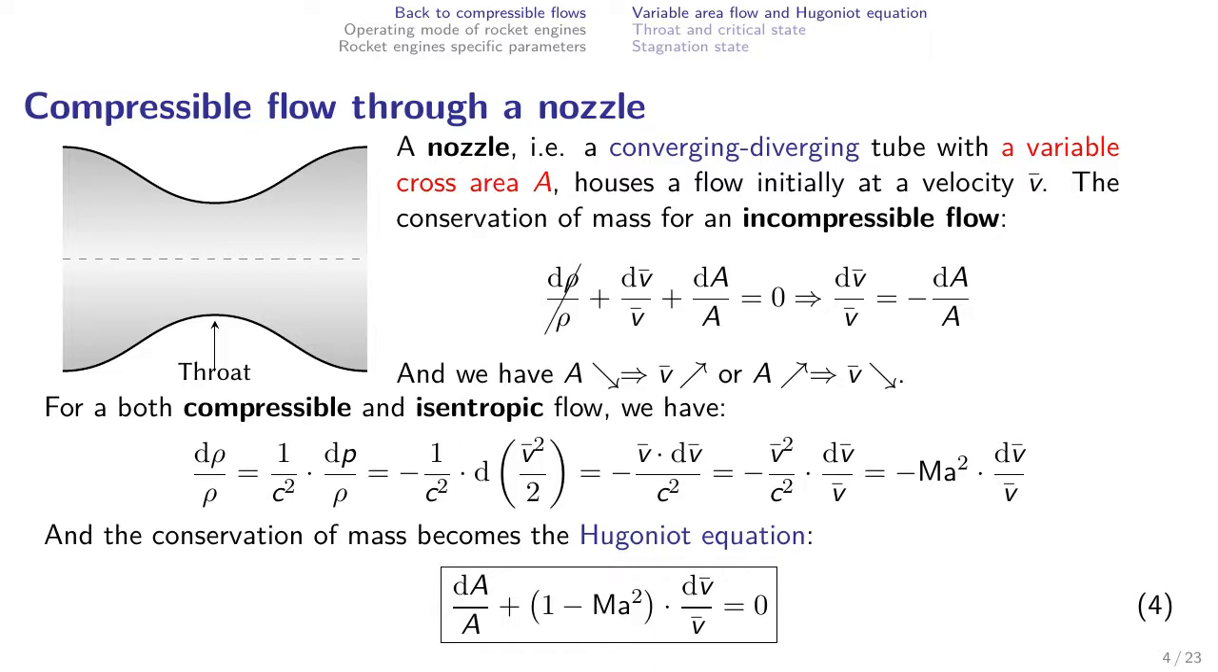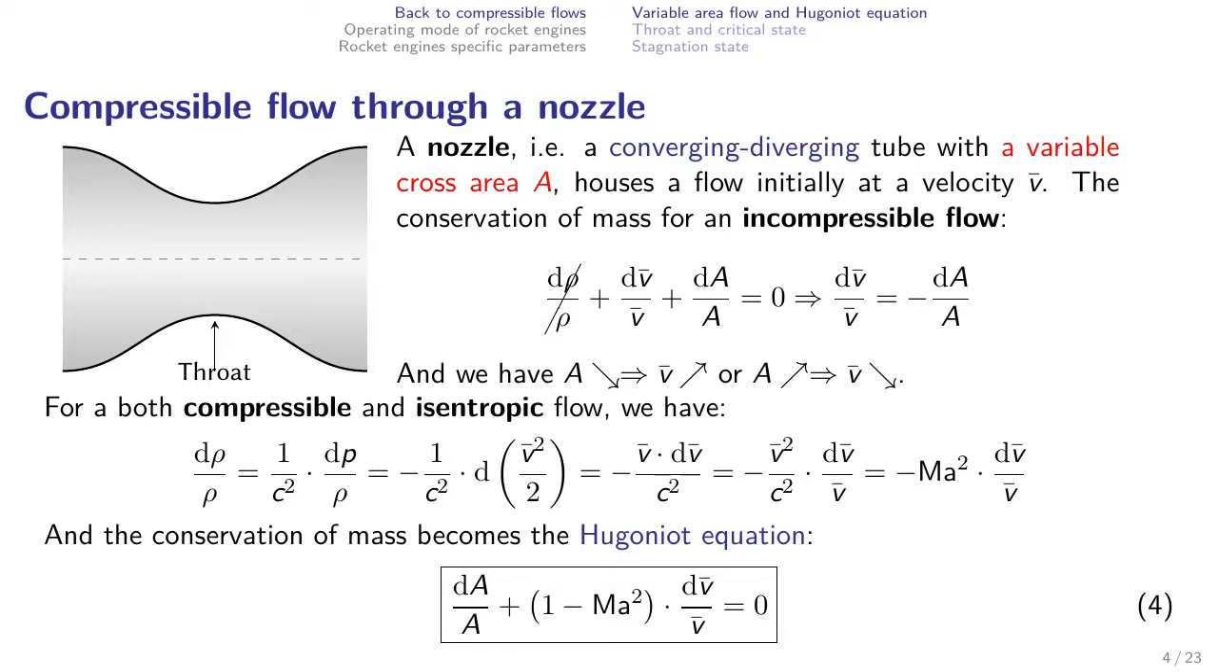In combining all of this, it's possible to express this variation of density as a function of only the variation of the relative velocity, of the Mach number. If I use this and replace it in the expression of the conservation of mass, I obtain the first fundamental equation which explains how this kind of system works, which is called the Hugoniot equation.